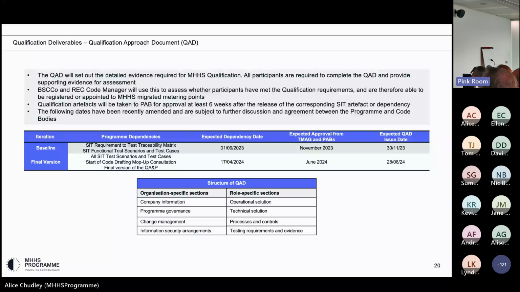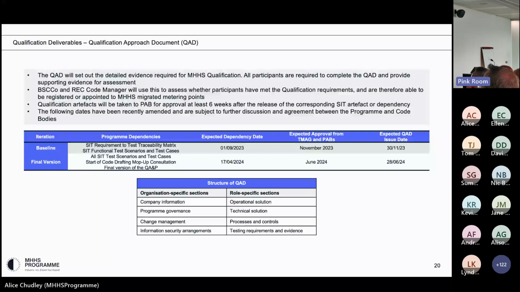The reason for the first iteration is we want to give people a view as early as possible of what kind of requirements they're going to be expected to showcase for qualification. Subsequently, we will have another update to this document, and that update will depend on the various other set test scenarios and test case documents that will be delivered, and also the code drafting mop-up consultation that will occur. For that, we're expecting it to land sometime in June. But again, timelines are being discussed with the programme and between the code bodies.